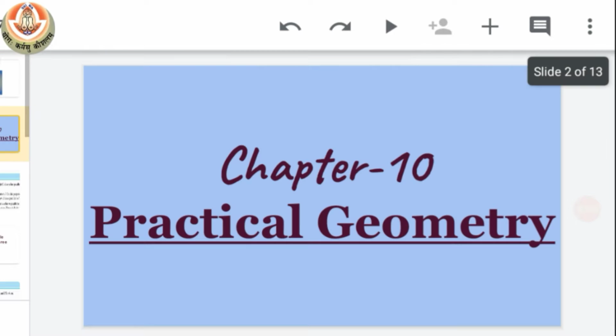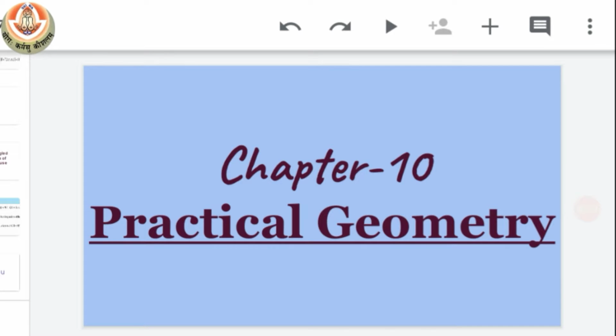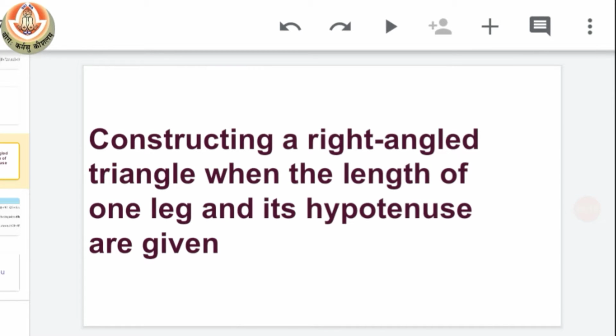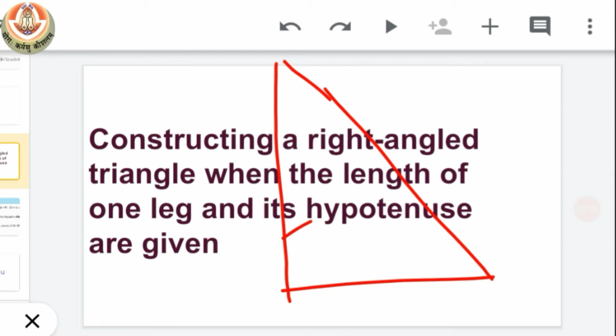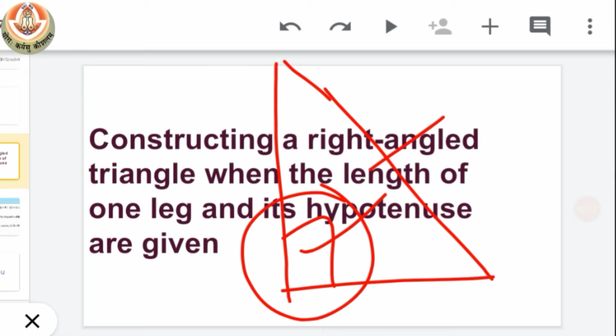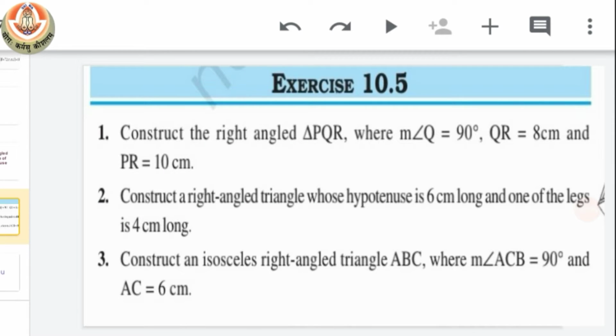So class, as we were in our chapter number 10, practical geometry, today we will learn the last exercise of this chapter, which is based on construction of a right angle triangle when the length of one leg, meaning one of its sides, and its hypotenuse is given. We also know that it is a right angle triangle, so one angle is 90 degrees. So we will have the hypotenuse, one angle equal to 90 degrees, and any one of its sides. Let's see how we have to do such construction.